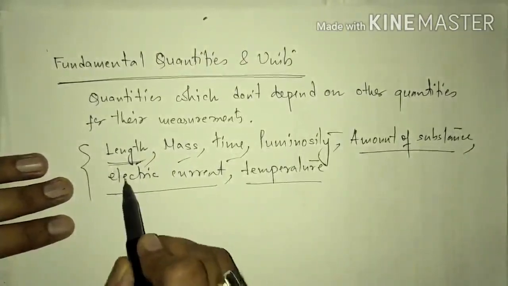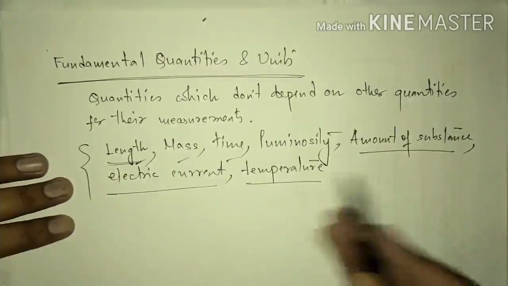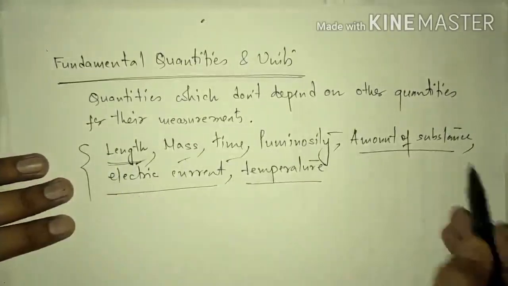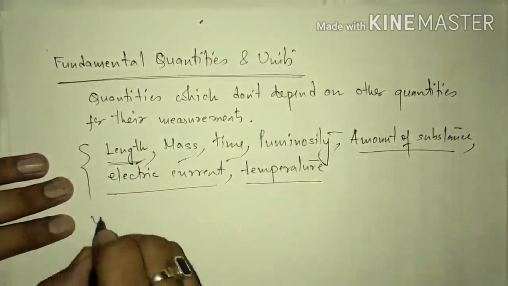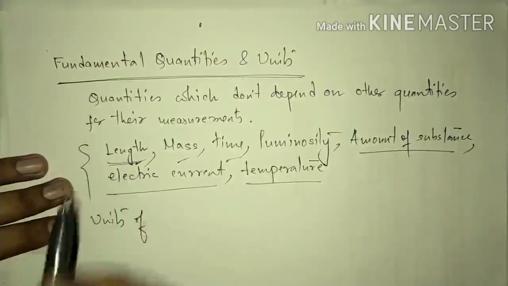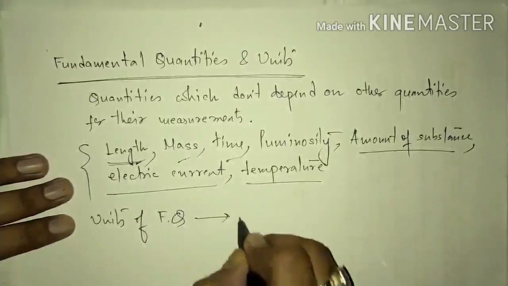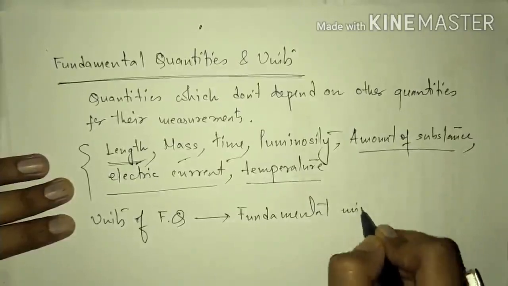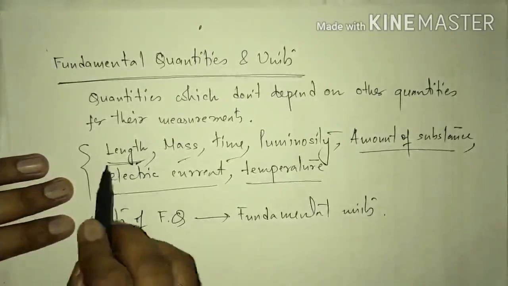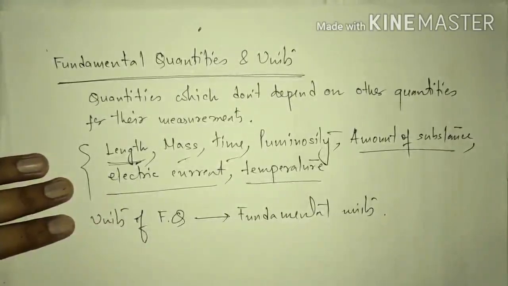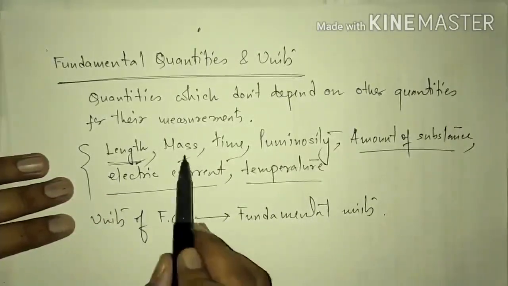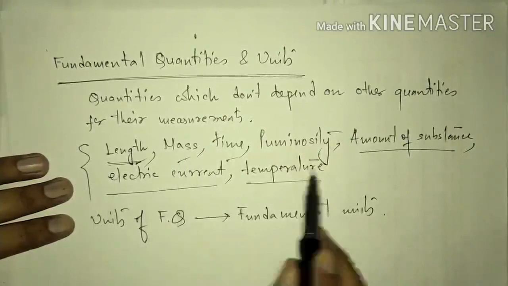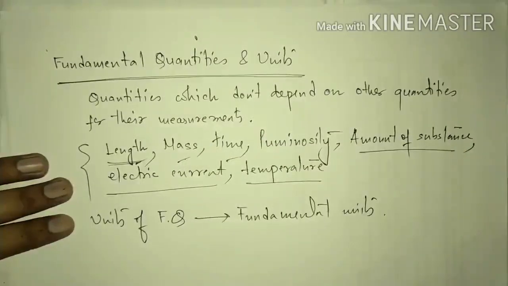Now all these are nothing but fundamental physical quantities. So definitely they will have some unit. Length will have some unit, mass will have some unit, time will have some unit. So similarly all these 7 fundamental quantities will have some units. So units of fundamental quantities are called fundamental units. That means the unit of length will be a fundamental unit, the unit of mass will also be a fundamental unit. Like that, the unit of all the fundamental quantities which I have named here will also be called a fundamental unit.